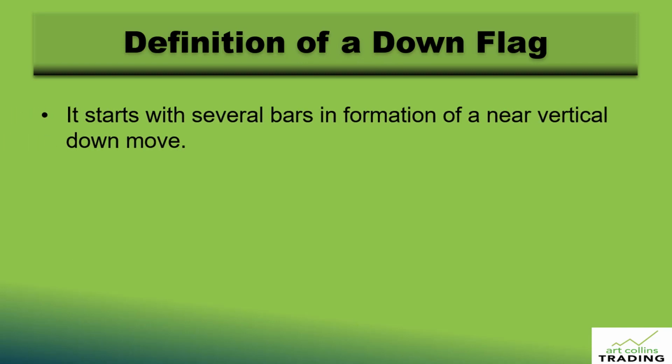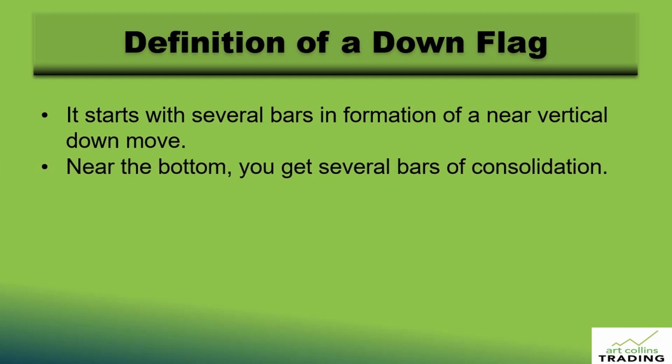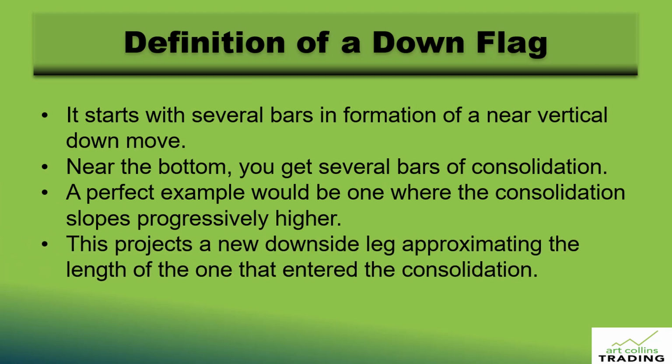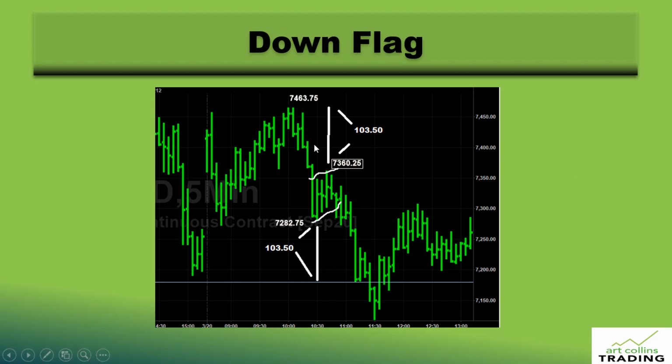A down flag starts with several bars in formation of a near vertical down move. Near the bottom, you get several bars of consolidation. This time, the slope would be upward, which would project a new downside leg approximating the length of the one that entered the consolidation. Same as before, only in reverse. You get a down move, you get a flag, you measure from the start to the high end of the flag. That gives you a projection off of the low end of the flag. You'd be a short seller when it takes out the low.